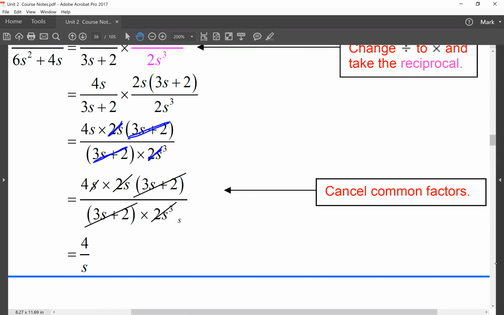Oh yeah, this s cancels as well. So, you can see the little tiny baby s there. We're going to be left with 1s. So just be careful when you're canceling these things. Count. If there's 2 s's on the top and there's 3 s's on the bottom, well, just make sure you leave 1 on the bottom.